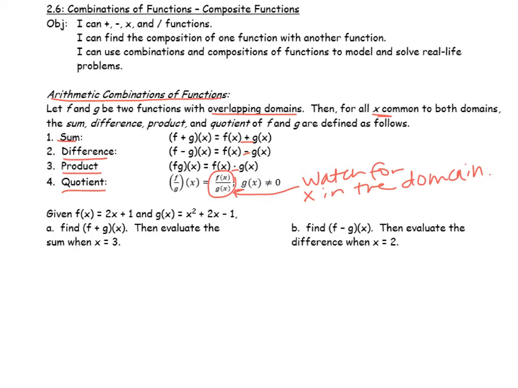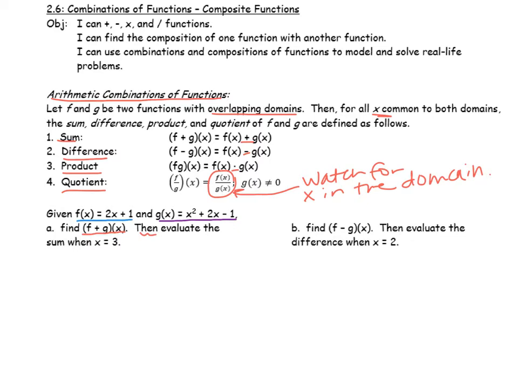You're going to have two defined functions. In this case, we have f of x and g of x. Notice f of x equals 2x plus 1, and g of x equals x squared plus 2x minus 1. So part A says evaluate f plus g of x. Find f plus g of x, then evaluate when x equals 3.